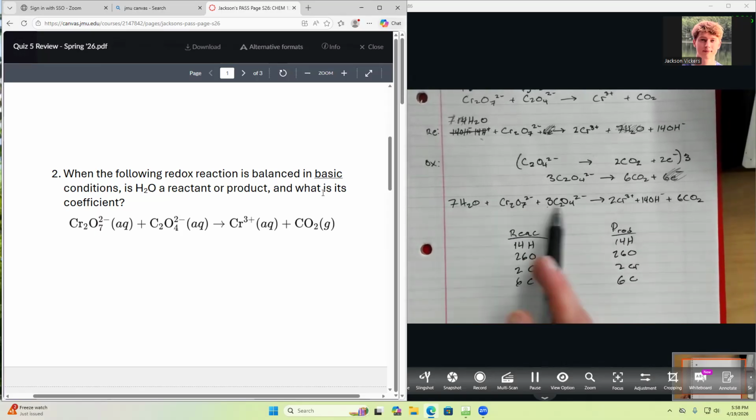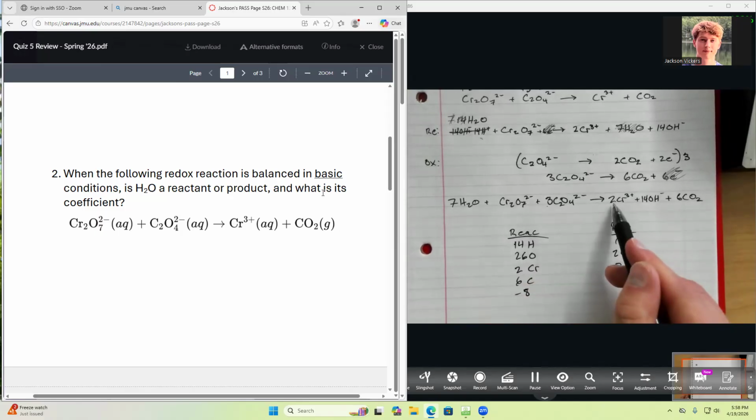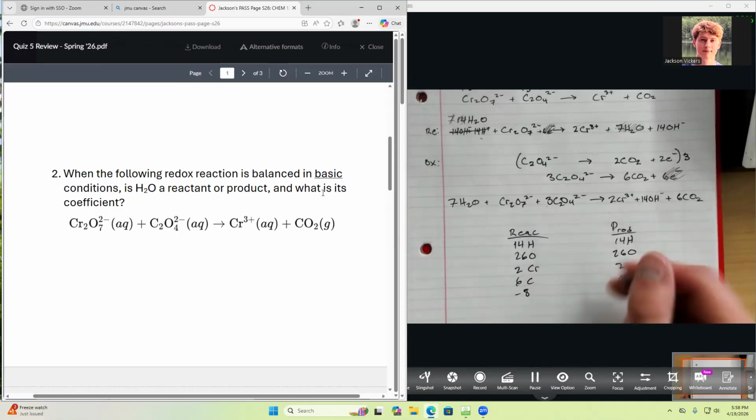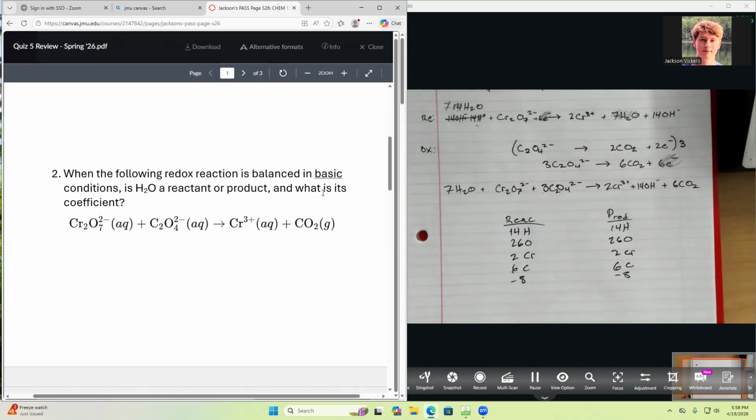That's good. And then last thing, we have 2 minus here and 3 times 2 minus here. So minus 6, minus 8 overall on the left side. And then 2 times 3 plus, so 6 plus, minus 14 is also minus 8. So we're all good there. So yeah, everyone feel okay about that?